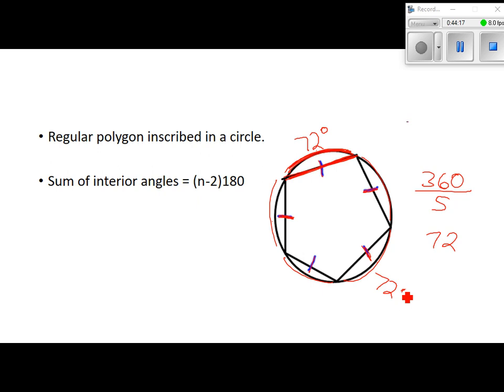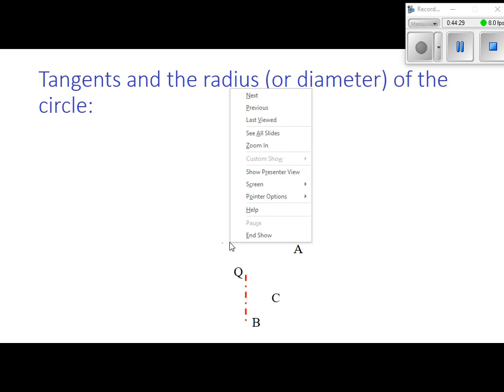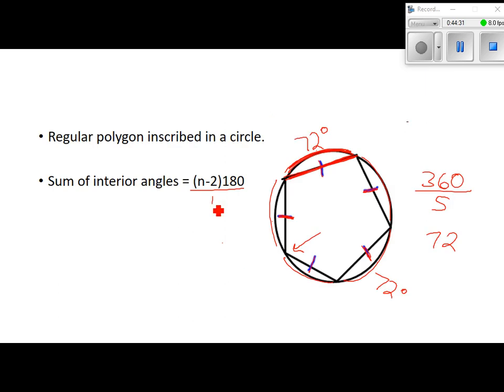Now the other thing you could do is we could find this angle just by using the formulas that we learned. We could take this divided by n if we wanted to find each angle in that. We know that this shape has 1, 2, 3, 4, 5 sides, so we do 5 minus 2 times 180 divided by 5, and that's going to tell us each angle.